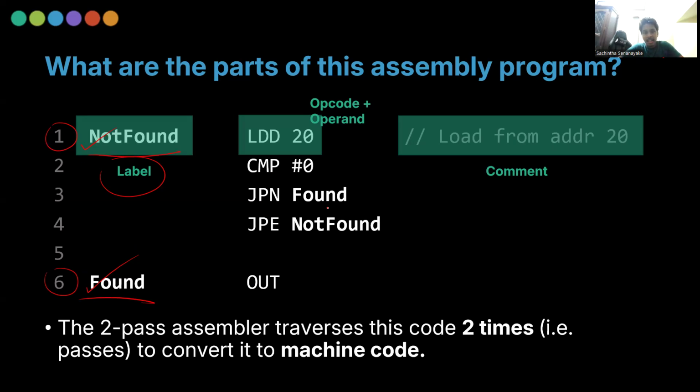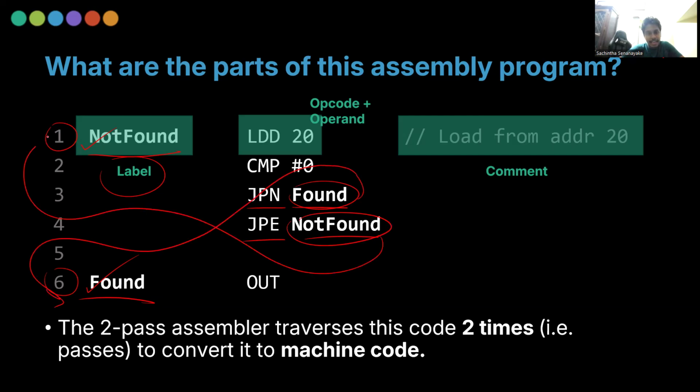So the idea is that when you say JPN found and JPE not found, which are both assembly language instructions, what are we actually referring to by found and not found? We're referring to line number 6 and line number 1. So found and not found are references to previous or later lines of code, which helps us as human programmers effortlessly refer to lines of code that we have previously written or plan to write without having to worry about explicit memory locations. So labels are aliases, or essentially names given to line numbers or memory locations.